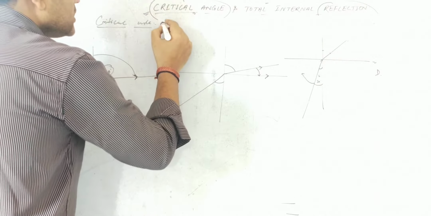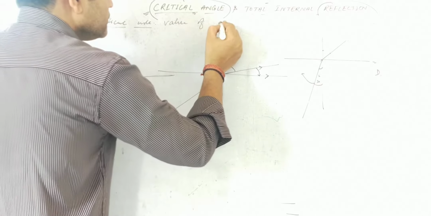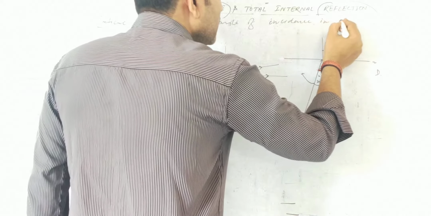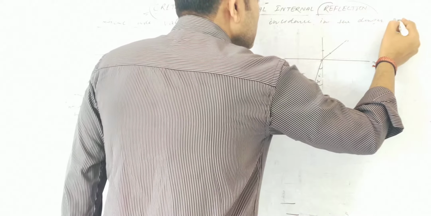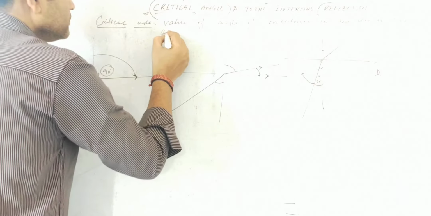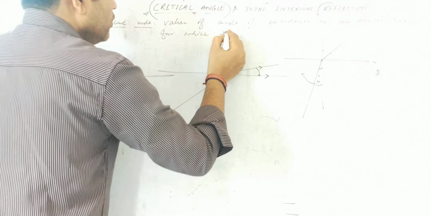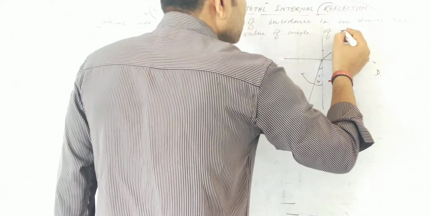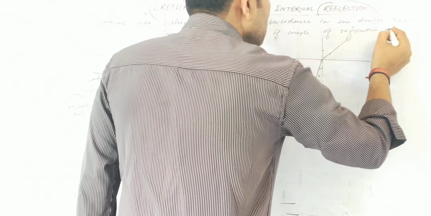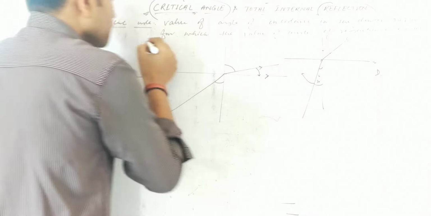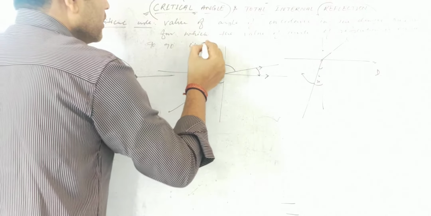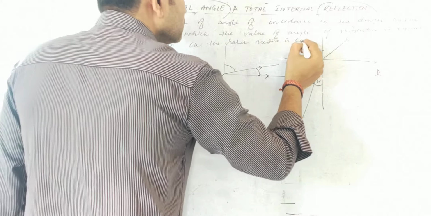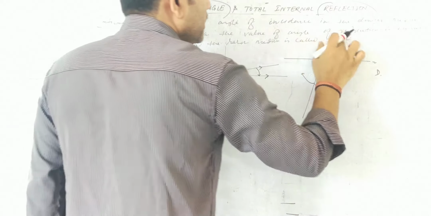value of angle of incidence in the denser medium for which the value of angle of refraction is equal to 90 degrees in the rarer medium is called critical angle.